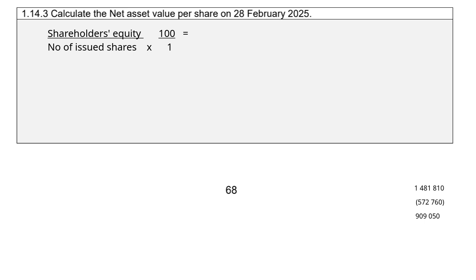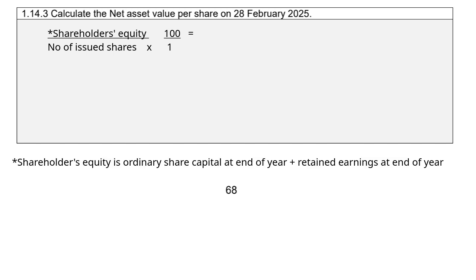1.14.3, calculate the net asset value per share on 28 February 2025. Okay, so to do that, it's your shareholders' equity divided by the number of issued shares times 100 over 1. Now remember, your shareholders' equity consists of your ordinary share capital at the end of the year plus your retained earnings at the end of the year.